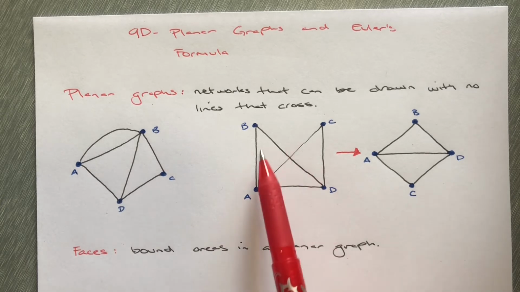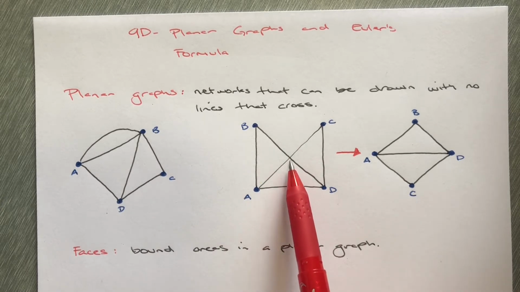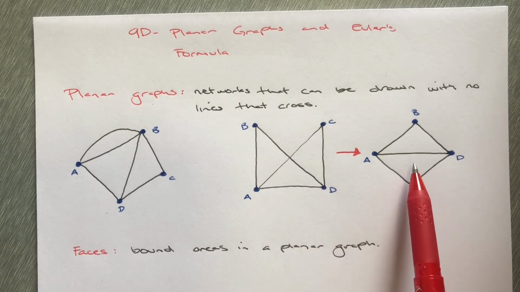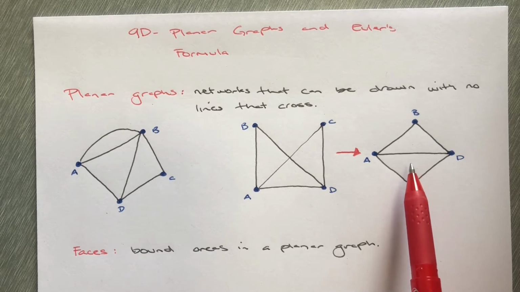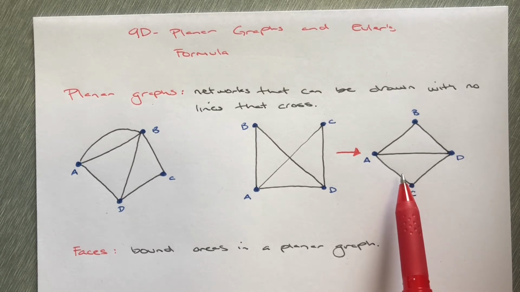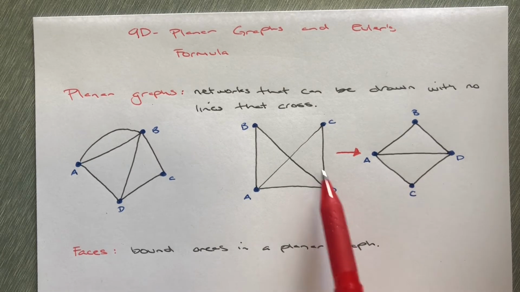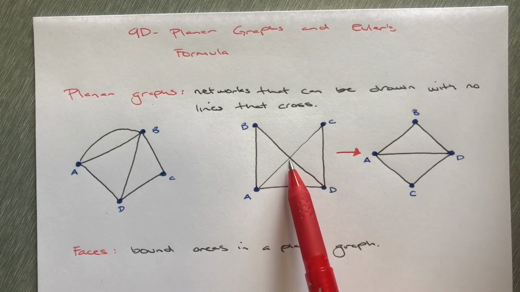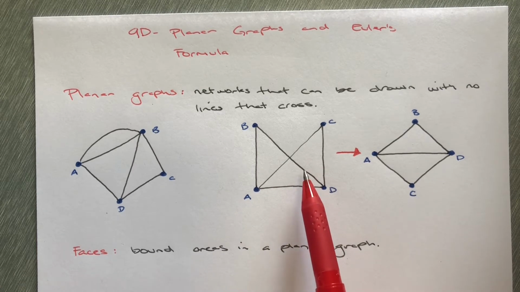If we look at this one here, we can see that there are lines that cross over. However, we can also rearrange this network to look like this one here. And you might notice that with this one, they're not crossing over either. So that would mean that this one is also a planar graph. The only way it wouldn't be a planar graph is if we rearranged it and there was still crossover, like here. It wouldn't be planar.